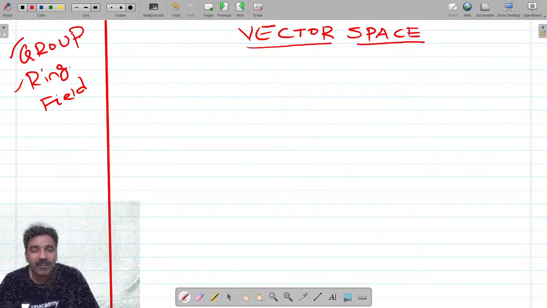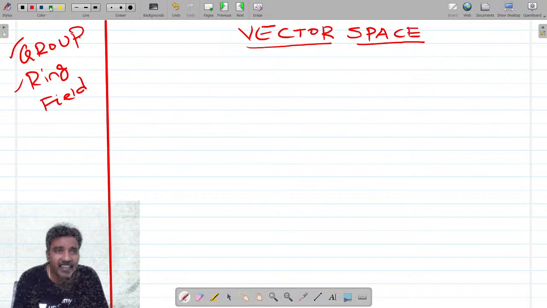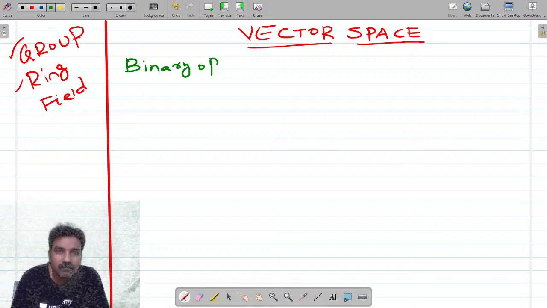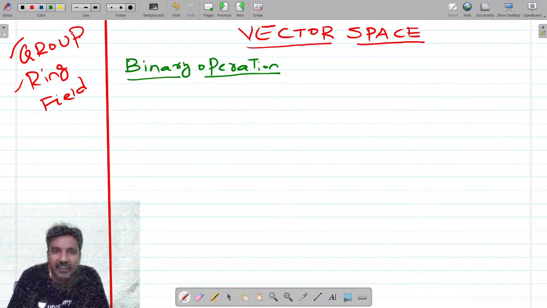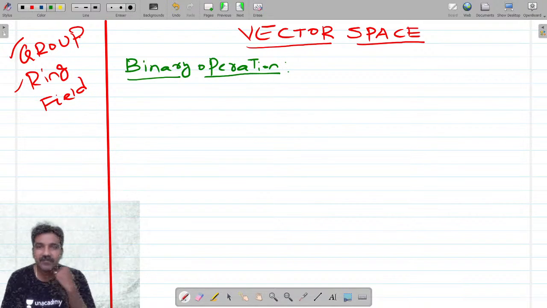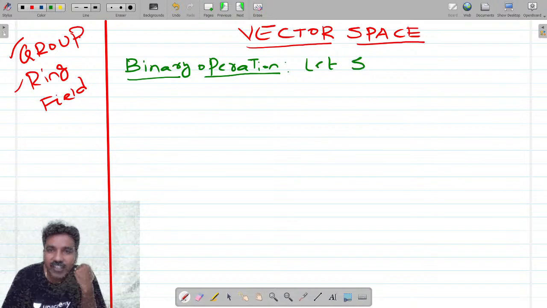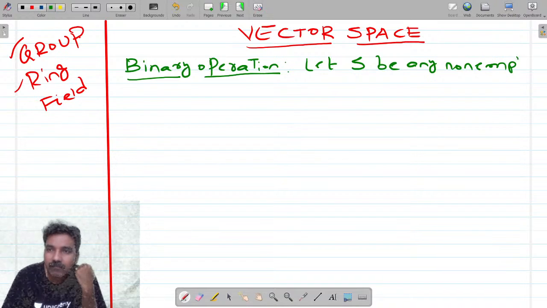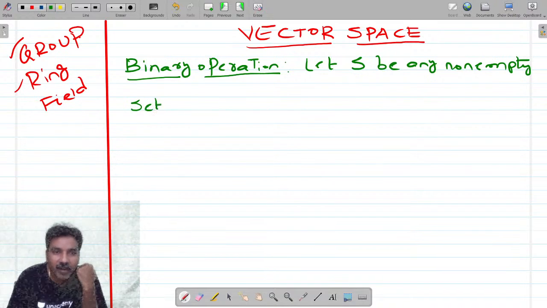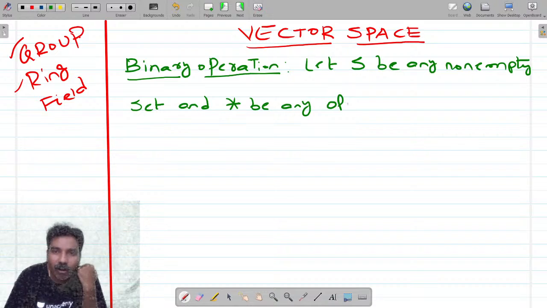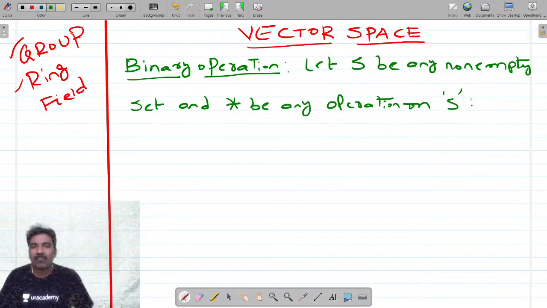So before defining group, let me start with a simple definition, that is a binary operation. Let us see what is a binary operation. Let S be any non-empty set, and star be any operation on S.